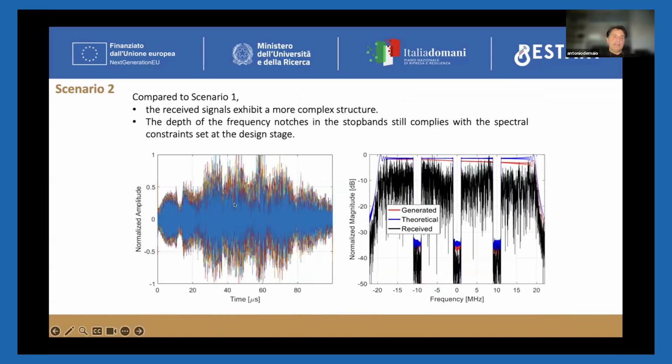And here we can see the received signal, and here we can also see the compared spectral behaviors. You can notice that the received signal exhibits a more complex structure than the previous case. And from the spectral behavior, we can notice that the depth of the frequency notches in the stop bands still complies with the spectral constraints that we have forced at the design stage.